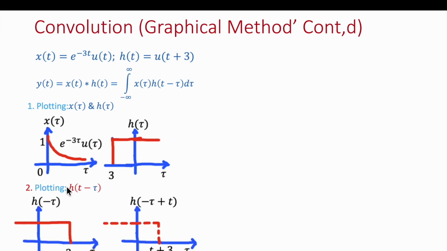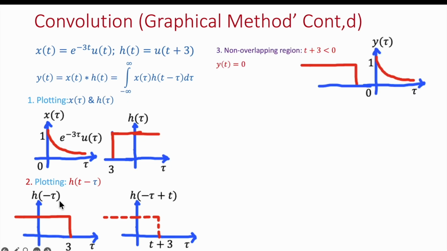The second step is that you need to plot the shifted h of t minus tau, or you can say h of minus tau plus t. For that, first you need to plot the time reversal signal of h of tau, which is h of minus tau. Time reversal is just the reflection of that signal about the y-axis, onto the positive x-axis, so this is the reflected version of h of tau.